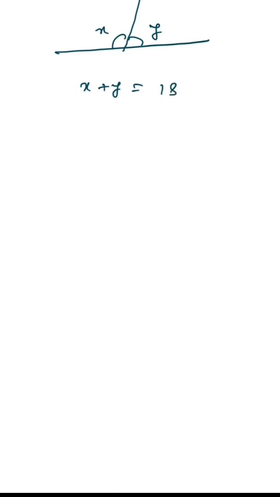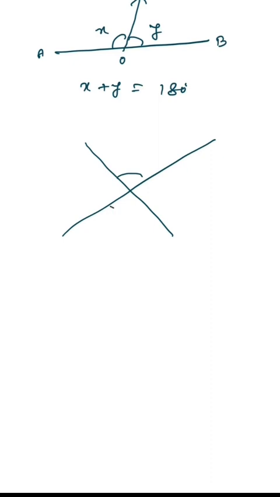Now we know two important concepts. The first one is that if we have a linear pair, their sum will be equal to 180. In the given example, if we have AB as a straight line and a ray falls on O, then the sum of x and y will be equal to 180 degree. Now if we have two lines and they intersect each other, then vertically opposite angles will be equal. For example, here angle X and angle Y will be equal to each other.